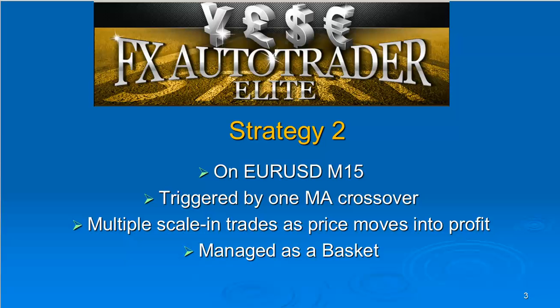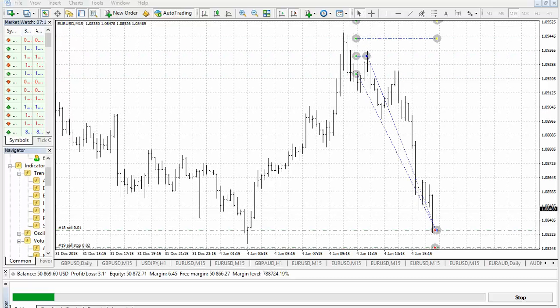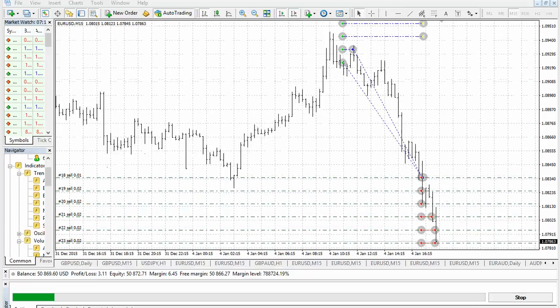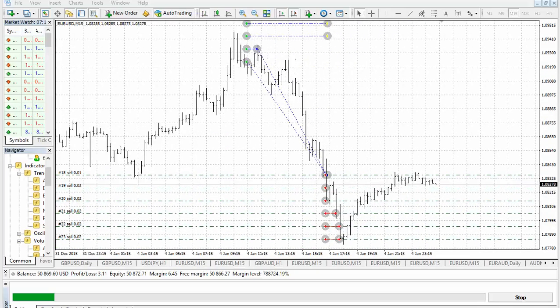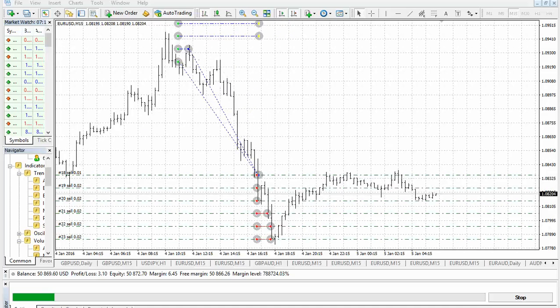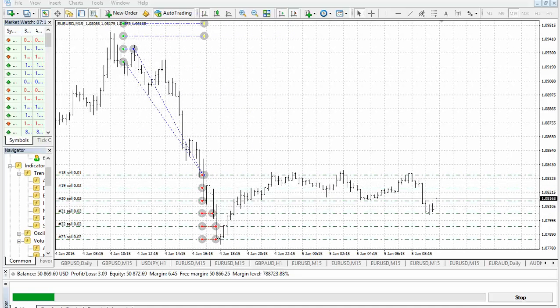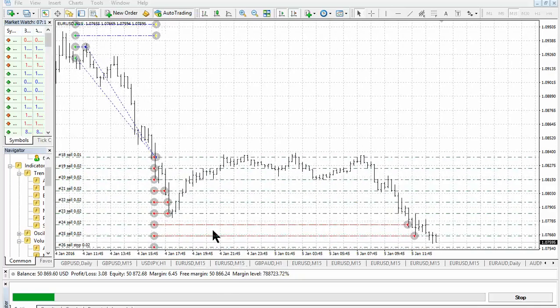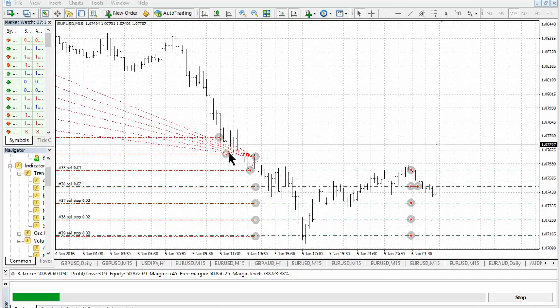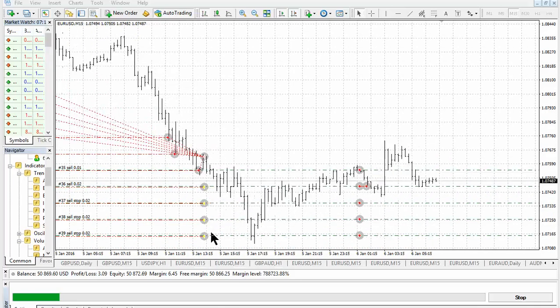Let's take a look at Strategy Tester. And here we are off and running. Progressively taking the scaling trades and then closing at a profit.